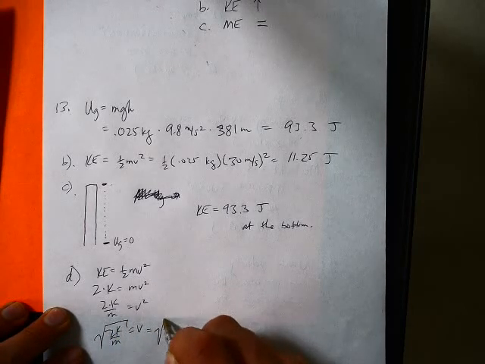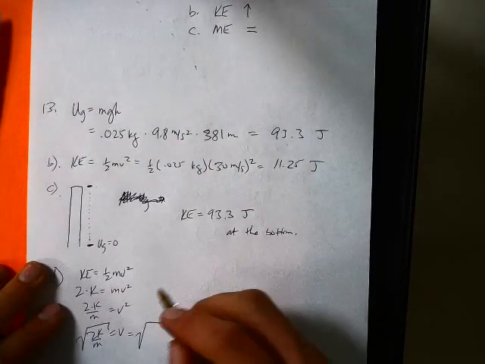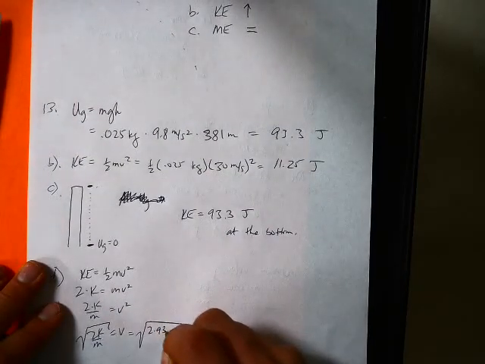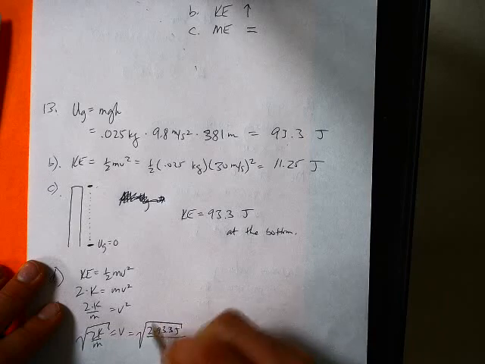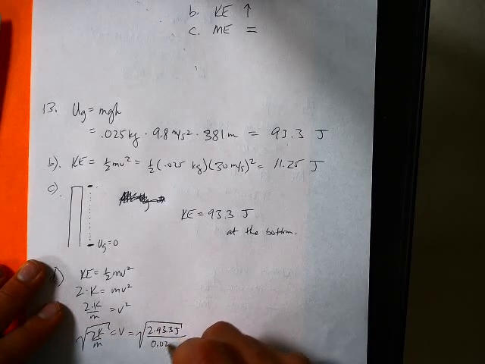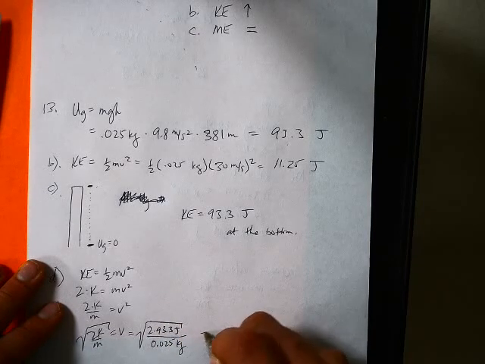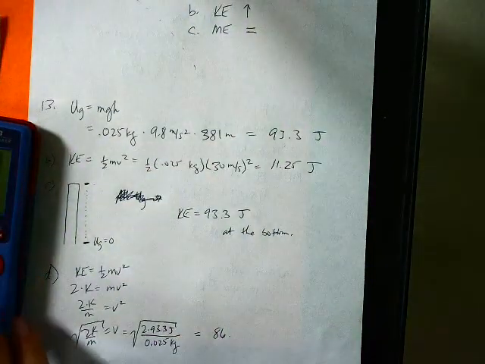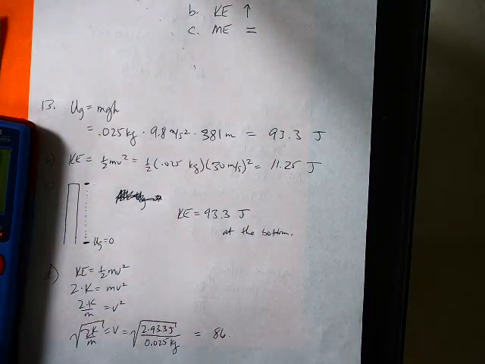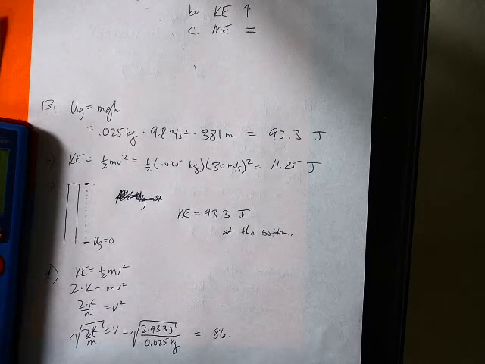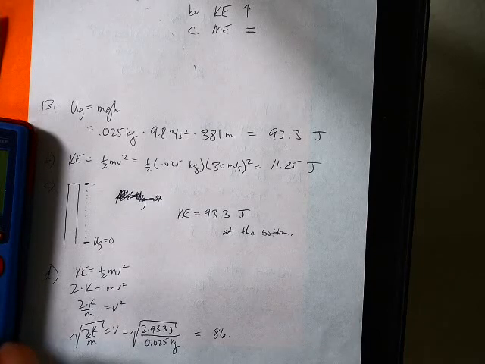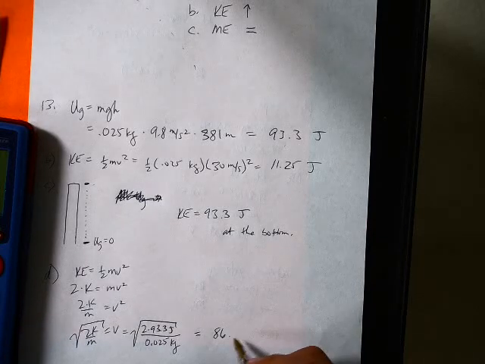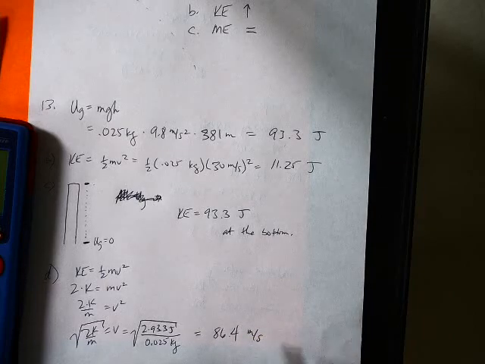Such that the square root of 2 times the kinetic energy, so 2 times 93.3 joules divided by 0.025 kilograms gives us, I believe it's 86. I give this problem every year, and it's always the same, because I use real numbers. The Empire State Building really is 381 meters tall. So 86.4 meters per second.